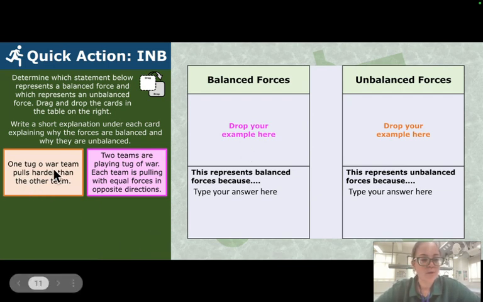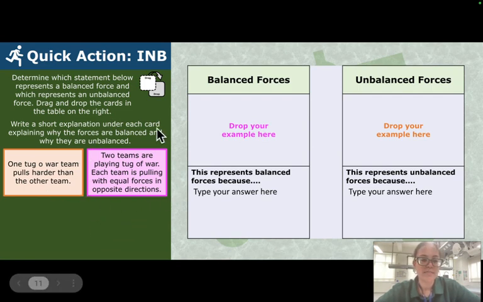So in one tug of war, one team pulls harder than the other team. So one is pulling harder than the other team, so they have more force. So these are going to be unbalanced forces. And again, the color kind of gives it away. So if one team pulls harder, then it's unbalanced.